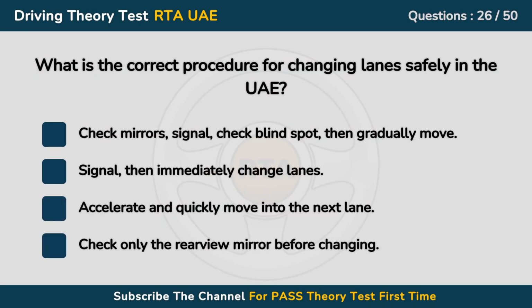Question 26. What is the correct procedure for changing lanes safely? A. Check mirrors, signal, check blind spot, then gradually move. B. Signal, then immediately change lanes. C. Accelerate and quickly move into the next lane. D. Check only the mirror before changing.